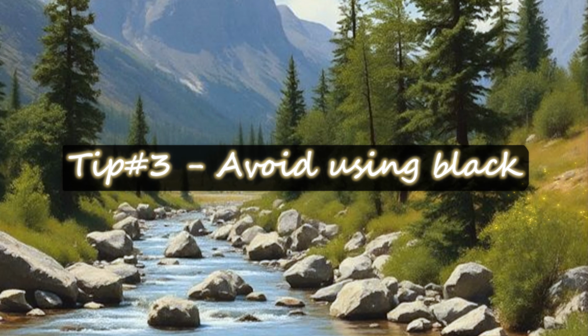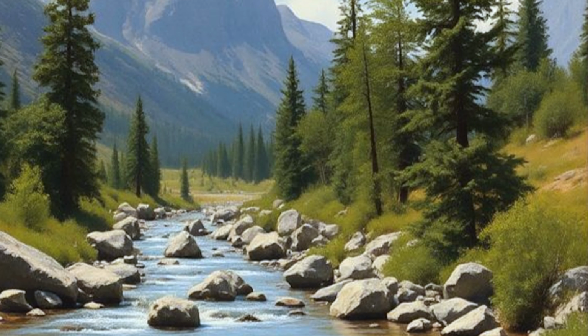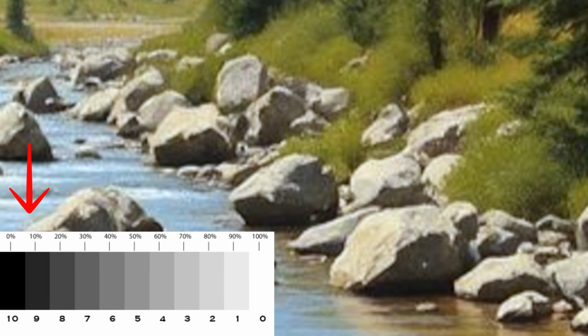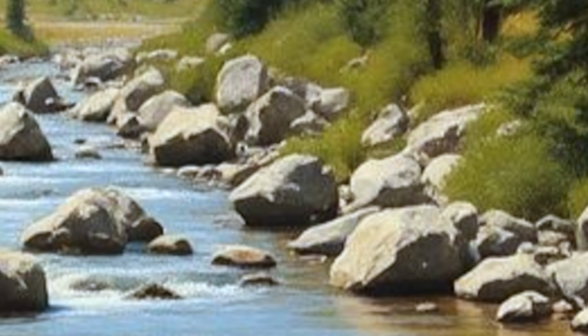Tip number three, avoid using black. We'll use our landscape for this reference. The left end of our transition, also known as the shadow side, will be our darkest value. In order to create natural and realistic values, avoid using black. Instead, obtain the value by darkening and making the value cooler. Let me show you what I mean.